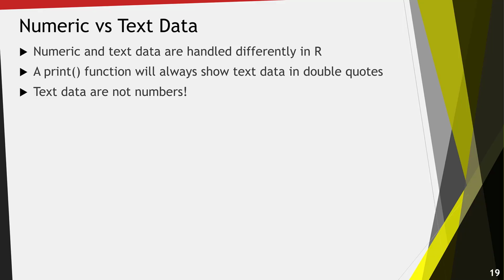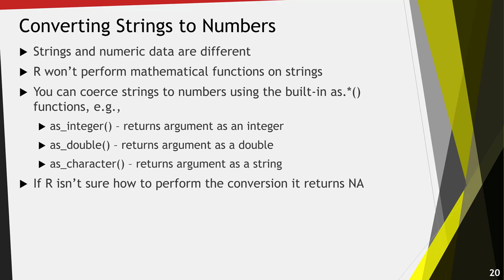Remember that numeric and text data are handled differently in R. A print function is always going to show text data in double quotes, but even if your text data are all numbers, the text data are still not numbers. R can convert text data into numeric data. It's not going to perform mathematical functions on strings automatically, but you can convert text into numbers using the built-in as-dot functions and their corresponding as-underscore functions. For example, as_integer would return the text argument as an integer, as_double would return the argument as a double, and as_character is used for converting numbers into character data.